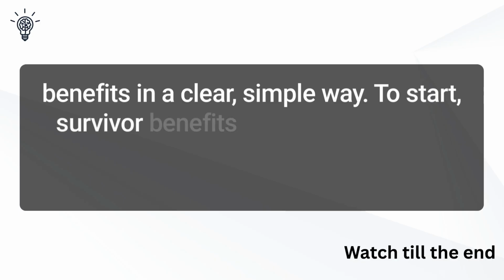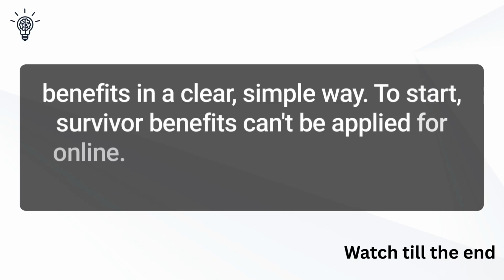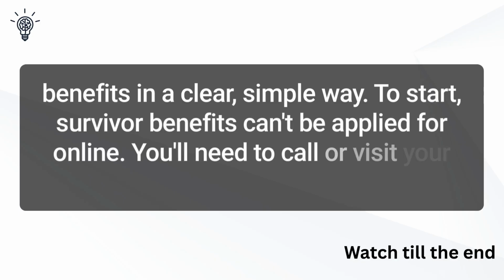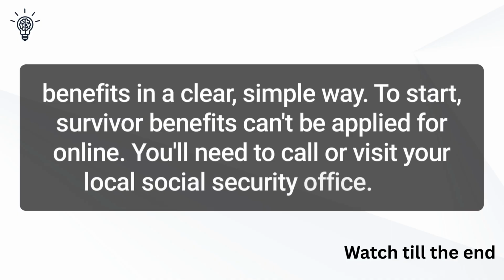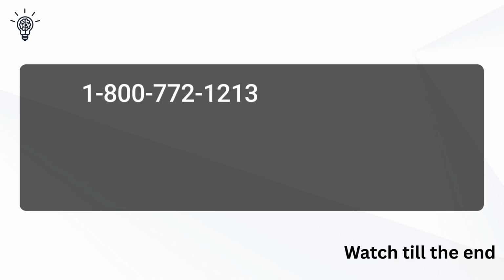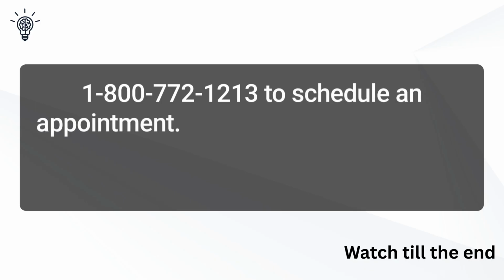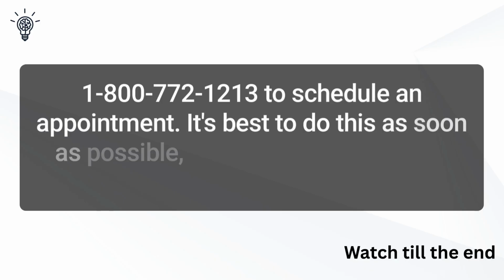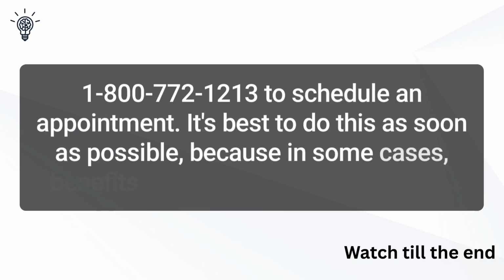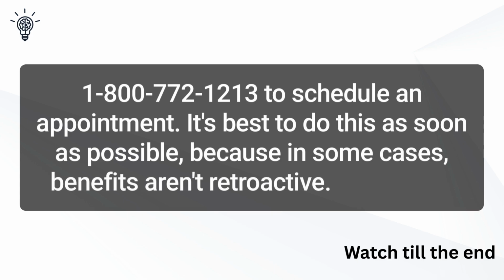To start, survivor benefits can't be applied for online. You'll need to call or visit your local Social Security office. Call 1-800-772-1213 to schedule an appointment. It's best to do this as soon as possible because in some cases, benefits aren't retroactive.